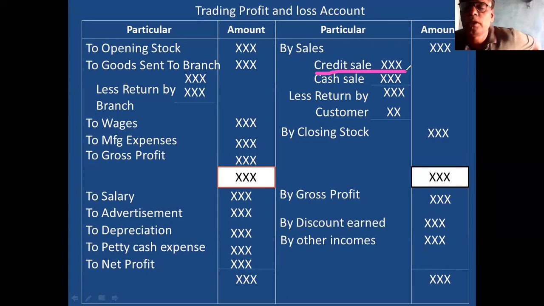Then next is petty cash account. Petty cash account you have to prepare. Why do you have to prepare the petty cash account in the branch system, first method? To find out opening balance and closing balance, and also petty cash expense.